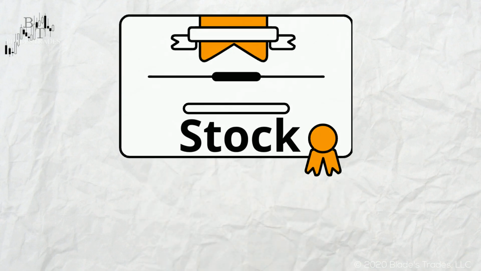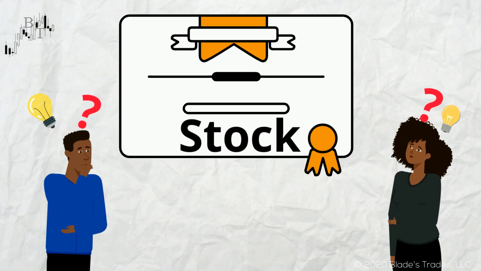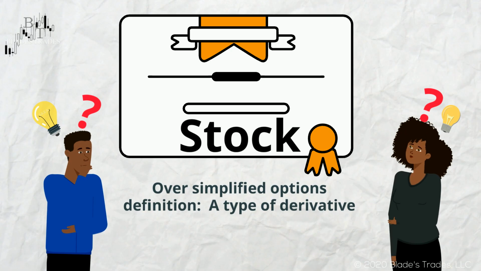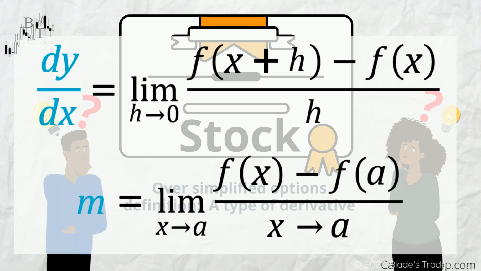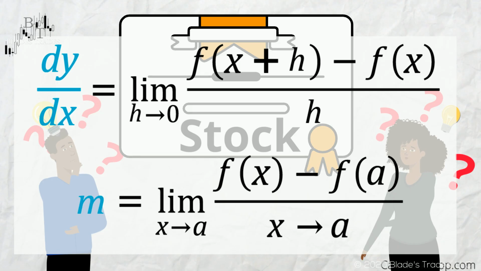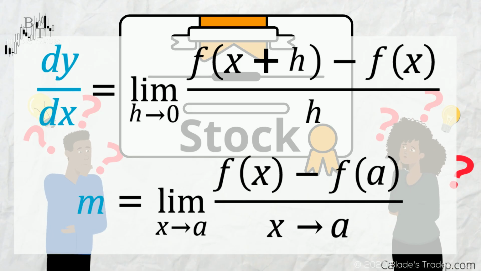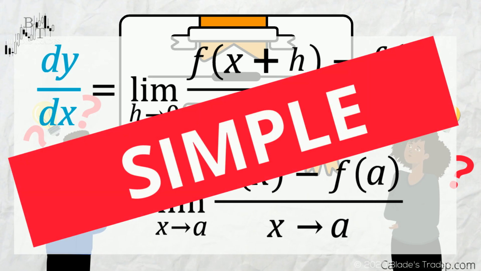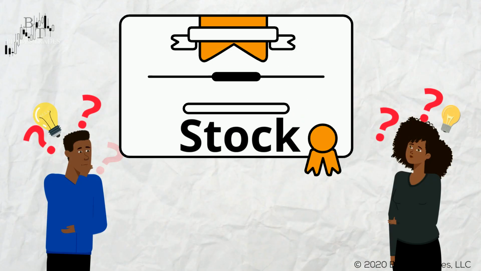If this is an option trading course, why do we care about stocks? If we go back to the basic definition of an option, it's a type of derivative. The definition of a derivative is a function of a variable that measures the sensitivity to change of the function value with respect to a change in its argument. Or to simply put it, a derivative is something that is based on another source.